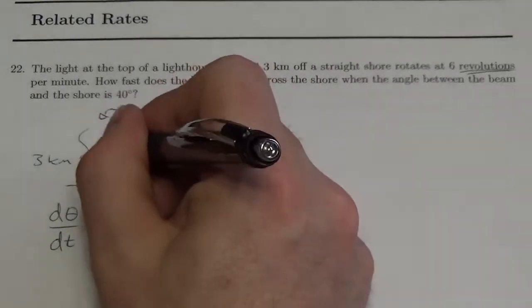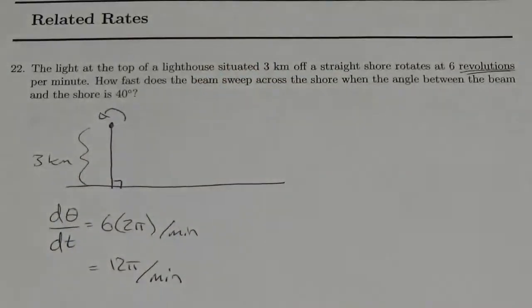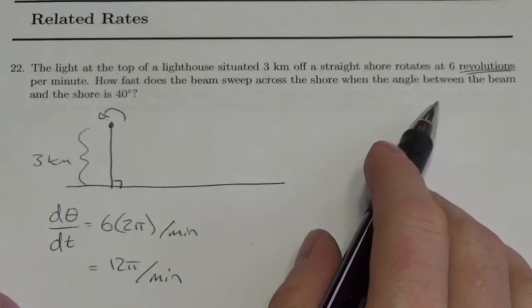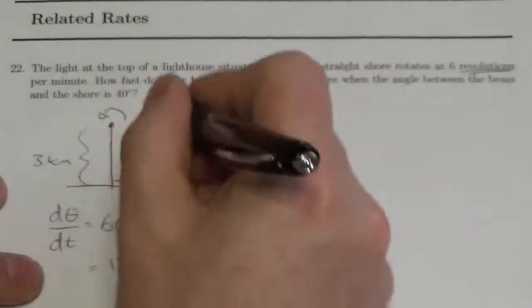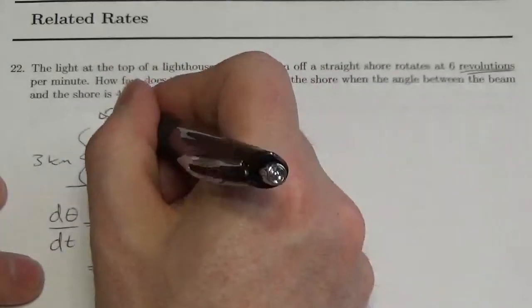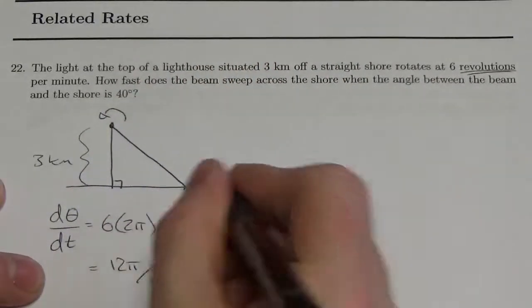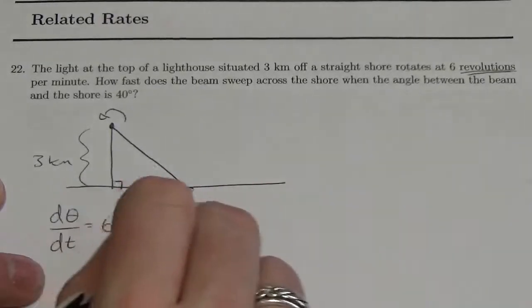So now, straight to the shore, looks like that. And then the question is, how fast does the beam sweep across the shore when the angle between the beam and the shore is 40 degrees? In other words, this thing's going around 12 pi radians per minute here. It's going to leave a dot on the shore, and we're wondering how fast that dot is moving.